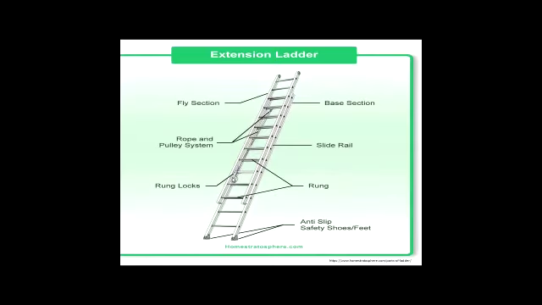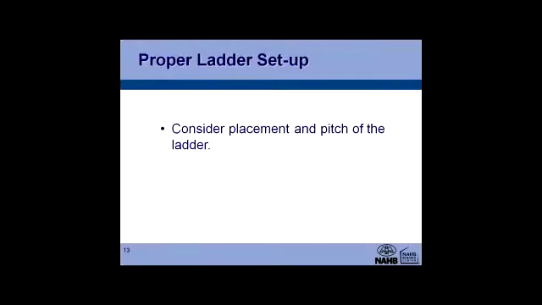And then you have a rope and pulley system. So you can push that fly section from the bottom, or you can just stand on the other side, underneath the ladder, and pull on that rope, and that rope is going to pull that fly section up. Okay, so that's basically the parts of extension ladders. We just talked about step ladders and extension ladders. There are more than just the two types, but these are the two basic types of ladder that you're going to come across.